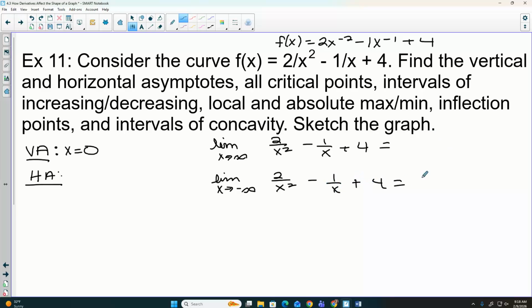That was my pizza example. If I have 2 pizzas and I invite more and more and more people in here, how much pizza are you getting? It's going to 0. Same thing with 1 pizza, going to 0. So this limit is equal to 4. So my horizontal asymptote is y equals 4.